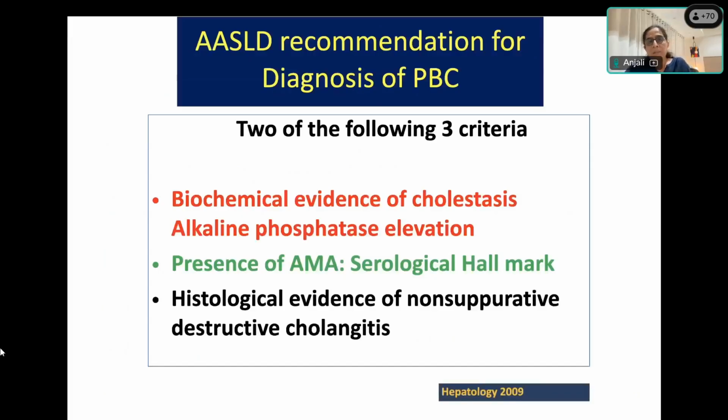So the American Association guidelines have basically given three important features of PBC, out of which if you have two criteria, then you can diagnose this as a case of PBC. Biochemical elevation of alkaline phosphatase, presence of cholestasis, presence of AMA, which is the serological hallmark for diagnosis of PBC, and histological non-suppurative destructive cholangitis.